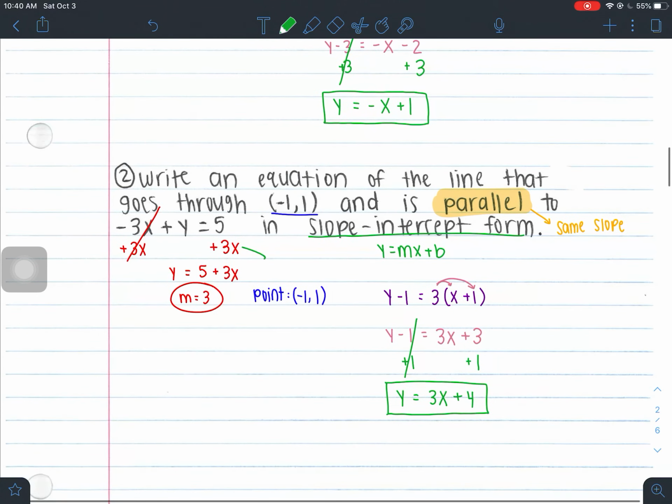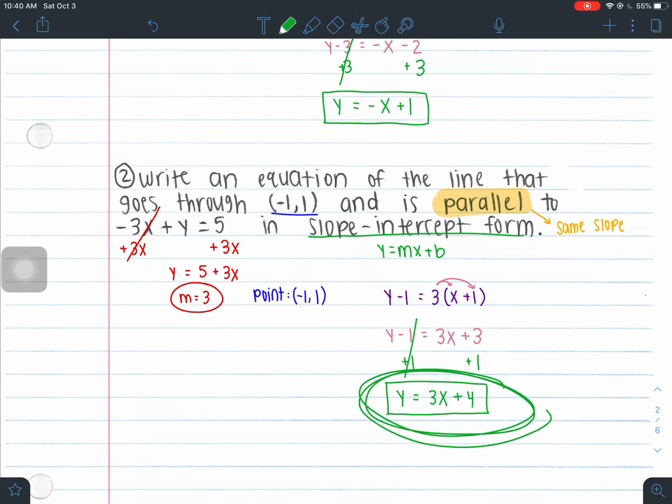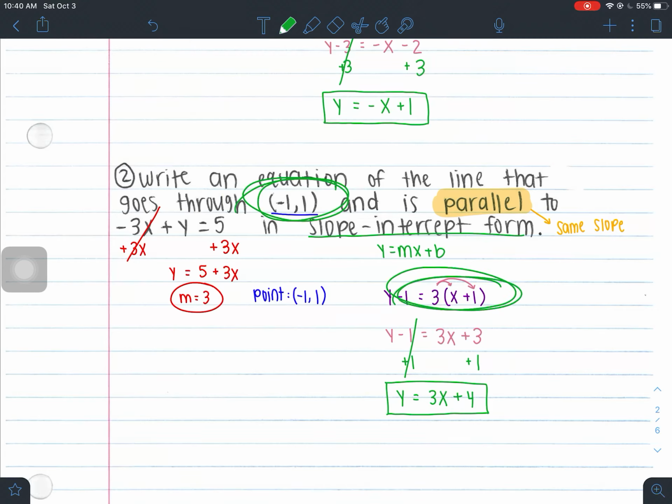So what did I basically do? They gave me an equation, and they said make a parallel line to this equation, which I did. Okay? And it has to go through the point negative 1, 1, which it does go through that point. So we've done everything we've been asked to do.